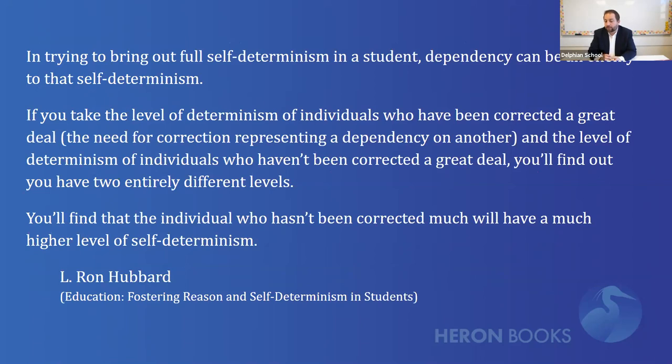In trying to bring out full self-determinism in a student, dependency can be an enemy to that self-determinism. If you take the level of determinism of individuals who have been corrected a great deal, the need for correction representing a dependency on another, and the level of determinism of individuals who haven't been corrected a great deal, you'll find you have two entirely different levels. You'll find that the individual who hasn't been corrected much will have a much higher level of self-determinism. Really fascinating quote.